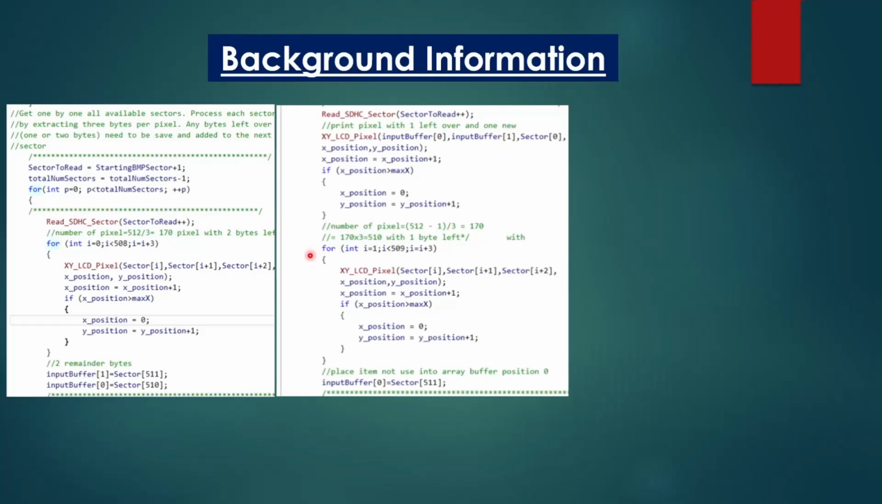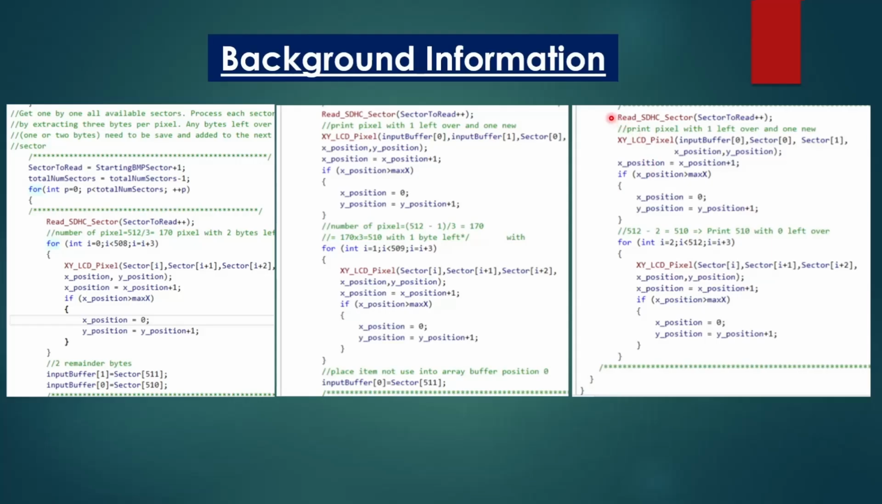So I'm going to do a loop with I equal to 1 because I already used my sector 0 word. I'm going to go from 1 to 509 as I've previously explained, and I'll go 3 at a time. Now when I'm done with this loop, I'm going to have one word left. So I have to save it and then read the array again so I can complete this particular pixel. So I put in input buffer 0 the word that I have left, which is sector 511.